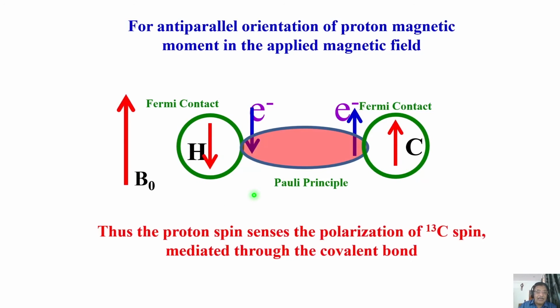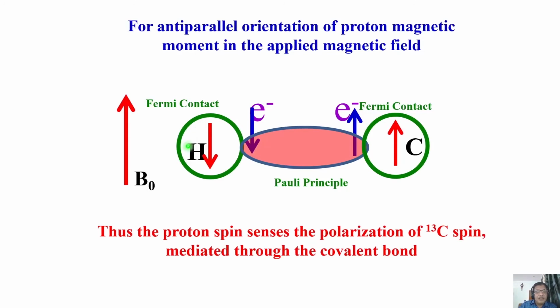So, okay, when this type of interaction happens, I am telling you that carbon 13 spin sees the polarization of protons. It senses this polarization. Or in other words, the proton spin senses the polarization of carbon. Either way is correct. Please remember, don't get confused.